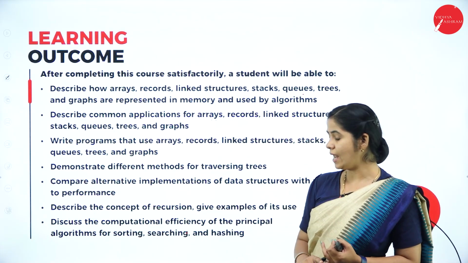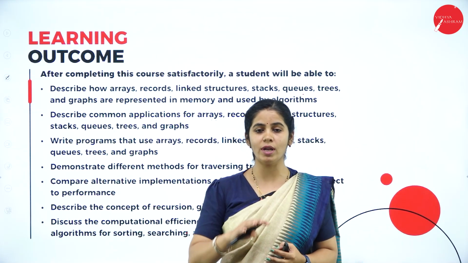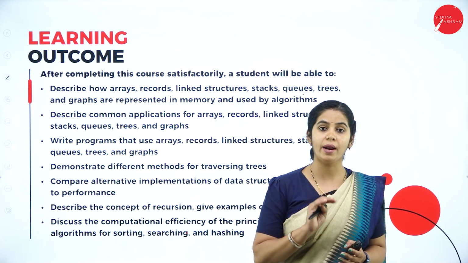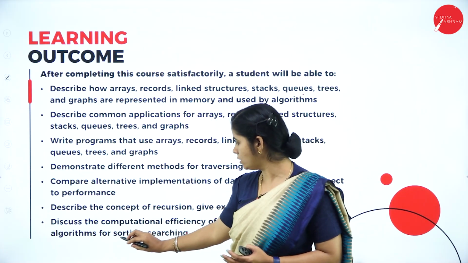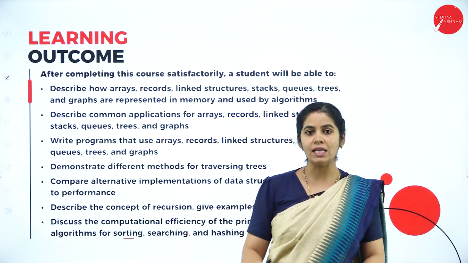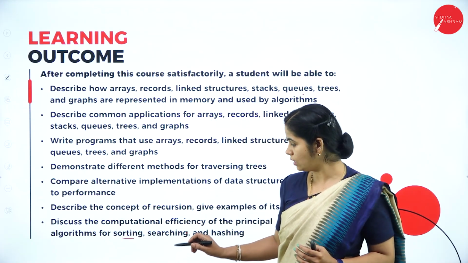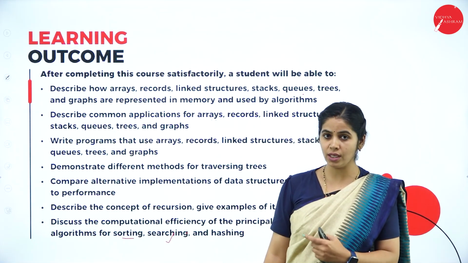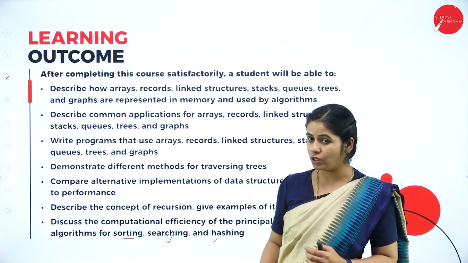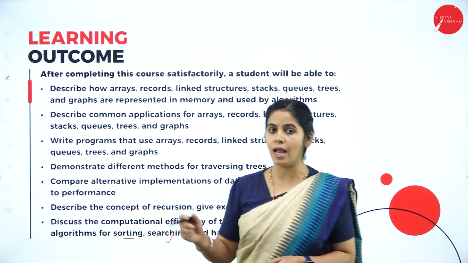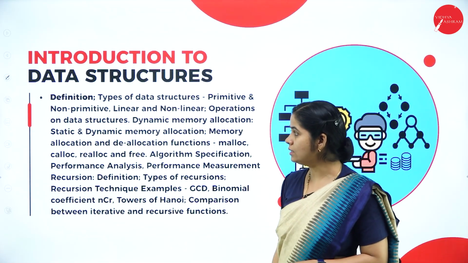And discuss the computational efficiency of the principal algorithms of sorting, searching and hashing. What is sorting? Sorting means arranging in a proper way. Data has to be arranged in the proper way, that is called sorting. Once data has been arranged in the proper way, it is easy to search, right? So searching, then hashing. These are all the different concepts you are going to understand by studying this particular subject.